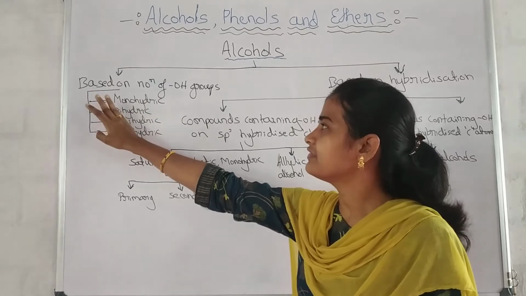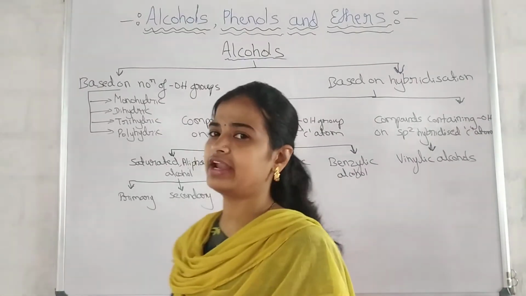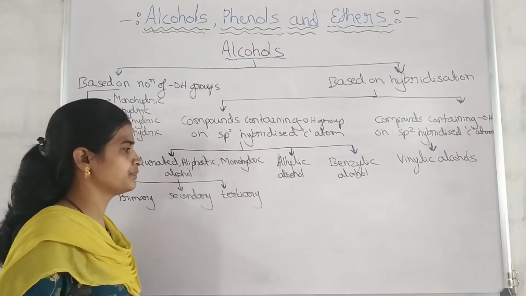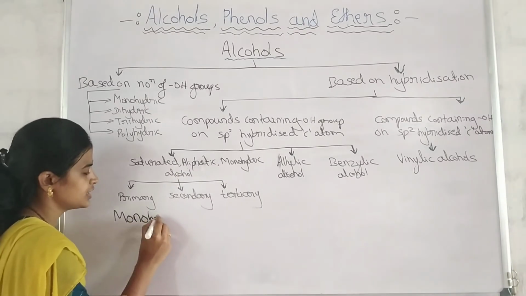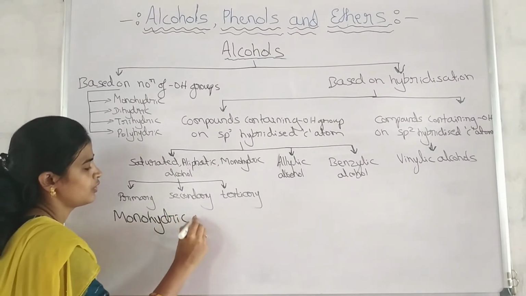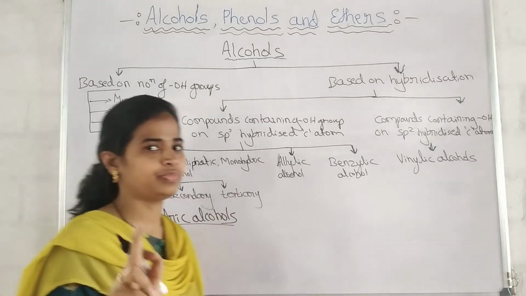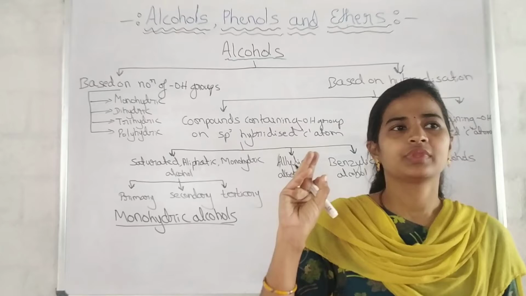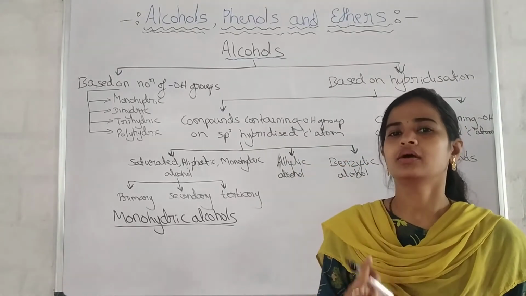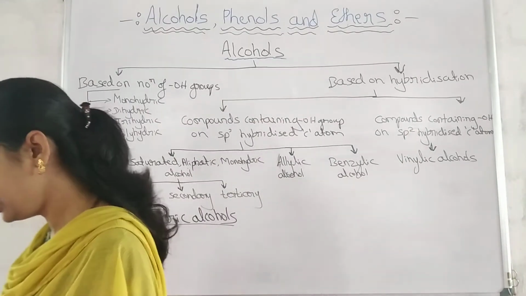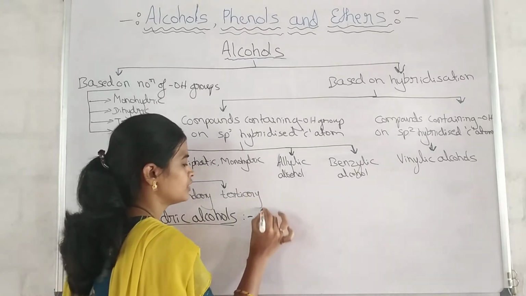See here, classification of alcohols based on the number of OH groups. Those are classified as monohydric alcohols. Now see, what are monohydric alcohols, students? We can guess, isn't it? Mono means what? One. If the alcohol or the molecule contains only one OH group, these are the alcohols which contain only one OH group.